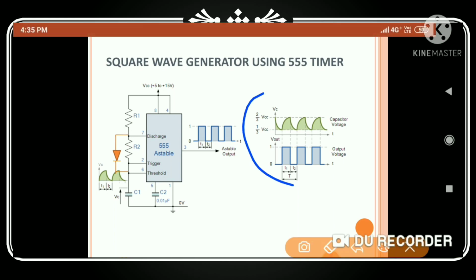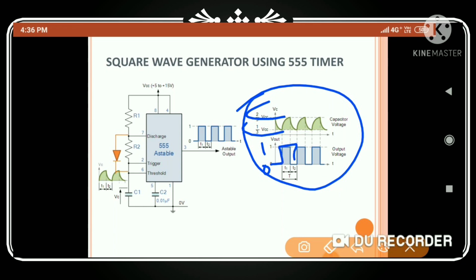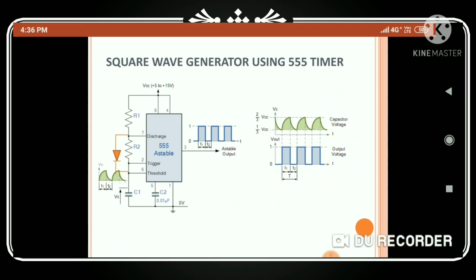See here in the diagram. Charging this one, discharging this one. Like that we have to adjust. This is 0 to 1, meaning 2 by 3 plus 1 by 3 is 1. Then we will get an exactly square wave as output. At pin 3 we will get the square wave, and also we will get T1, T2, which is the time period. Later I will tell you in the rectangular wave generator. This is the square wave generator using a 555 timer.